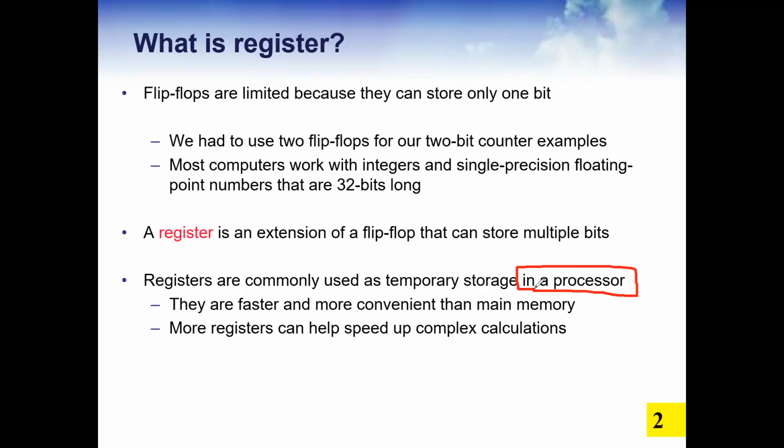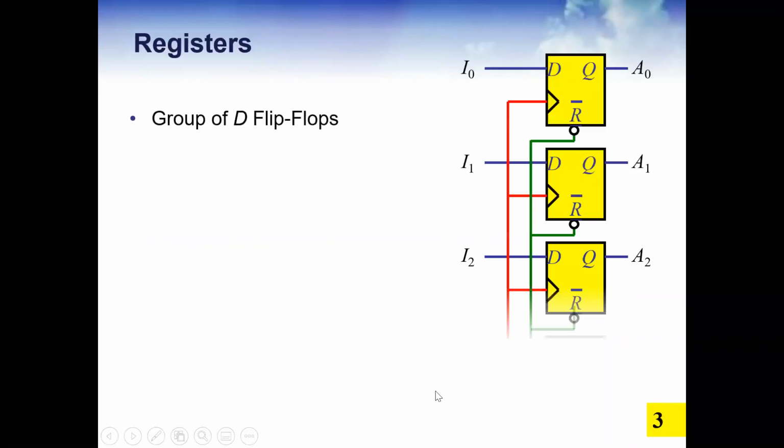You have heard about the cache memory. Cache memory is designed by using these registers, which is static RAM. They are faster and more convenient than the main memory, because the main memory is far away from the processor, though registers are inside the processor. So it is very fast. More registers can help speed up complex calculations. So let's see now what a register is and how it is designed.